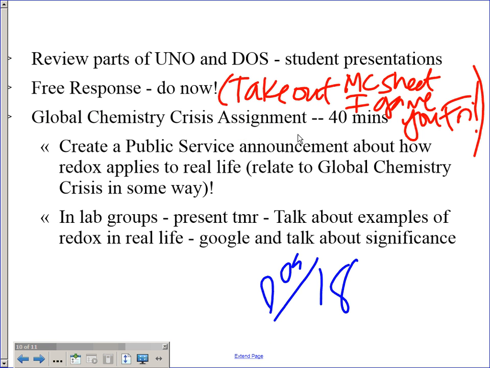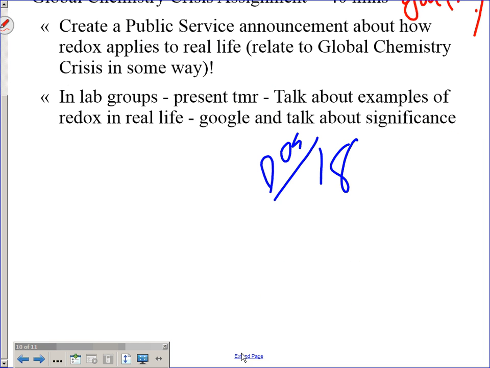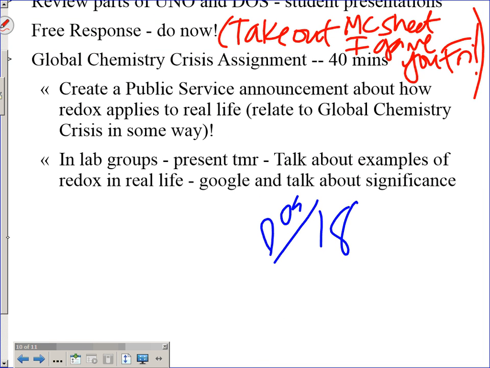I want you to come up with an idea that relates redox to real life. It can be really anything, but you must demonstrate 2 things for me. If possible, please embed it in the global chemistry. I already have one person that claimed that as their idea. I need 2 things from you. Actually, I have this pulled up in another document. First, create a public service announcement of the application of redox to real life.